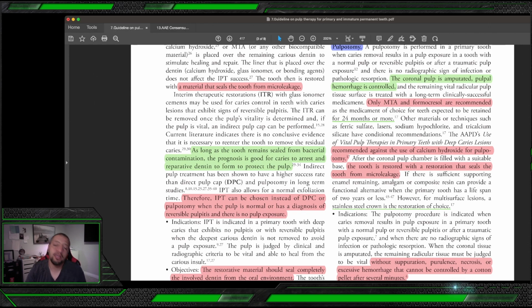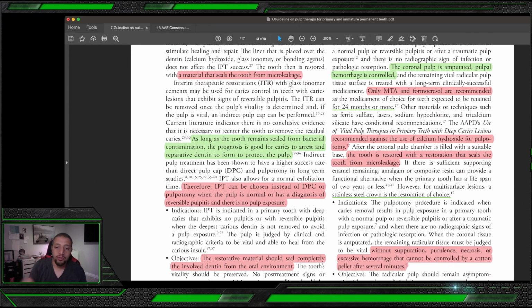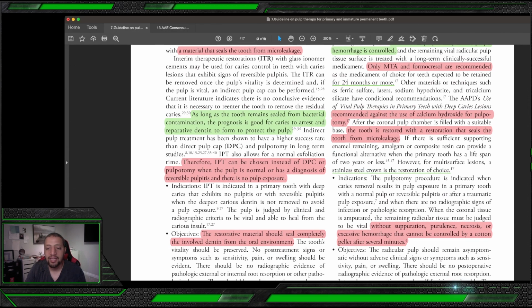Why is that? Because they found in several studies that calcium hydroxide may initiate internal root resorption inside the tooth after maybe 6 or 12 months. So they said, okay, let's not use it. The tooth is restored with a restoration that seals the tooth from microleakage, and you can see this line again and again and again with everything. And as we mentioned before, stainless steel crown is the restoration of choice. So every time I say, as we said before, this is in the two articles we spoke about before, in the treatment for trauma, stuff like this. If you are confused now, I think you can go back to the two articles and see this stuff again.